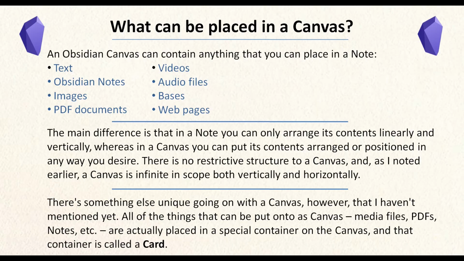There is no restrictive structure to a canvas, and as I noted earlier, a canvas is infinite in scope, both vertically and horizontally. But there's something else unique going on with a canvas that I haven't mentioned yet. All of the things that can be put onto a canvas, media files, PDFs, notes, etc., are actually placed in a special container on the canvas, and that container is called a card.